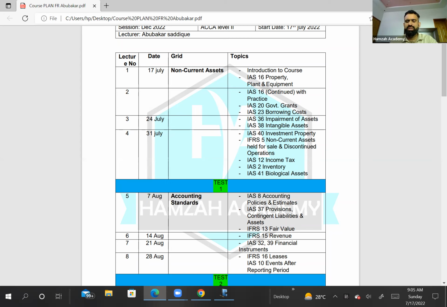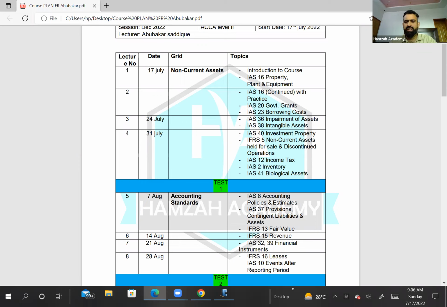Then we have IAS 20. This is the accounting standard of government grants. Government grants mean the help of the government to an entity in the form of resources, or in some other form. We will discuss the accounting of such government grants in IAS 20. Then we have IAS 23, the accounting standard of borrowing cost. Borrowing cost means finance cost, interest cost. In some situations, borrowing costs are capitalized as a part of the cost of the asset. Such things we will be discussing in IAS 23.